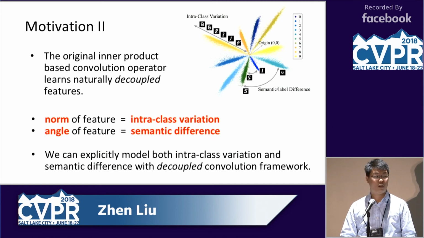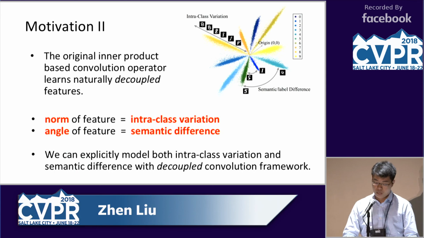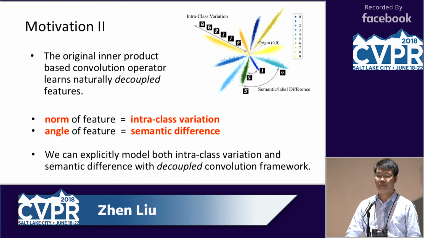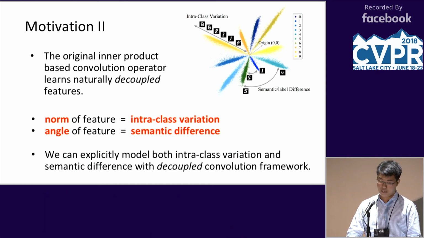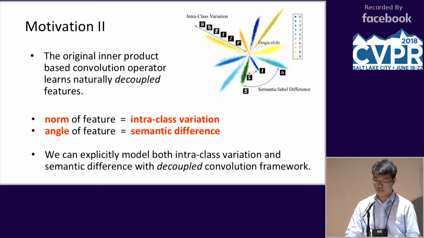We observe that in the original feature space, inner product-based convolution learns naturally to couple features. The figure shows how the features of each category in MNIST look like. Each fan in the figure corresponds to one set of features in each category. Obviously, the norm of features corresponds to intra-class variation, while the angle corresponds to the semantic difference. Inspired by the decoupling nature of convolution, we explicitly model the intra-class variation and the semantic difference within the decoupled convolution framework.